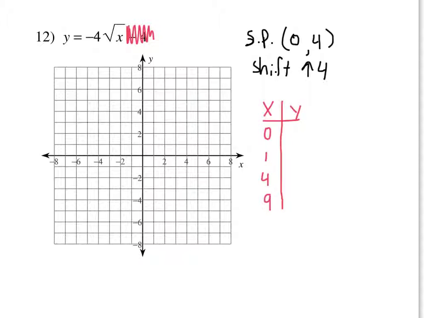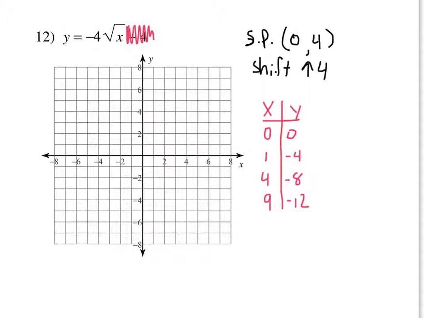So the square root of 0 is 0. 0 times negative 4 is 0. The square root of 1 is 1. 1 times negative 4 is negative 4. Square root of 4 is 2. 2 times negative 4, negative 8. The square root of 9 is 3. 3 times negative 4, negative 12.